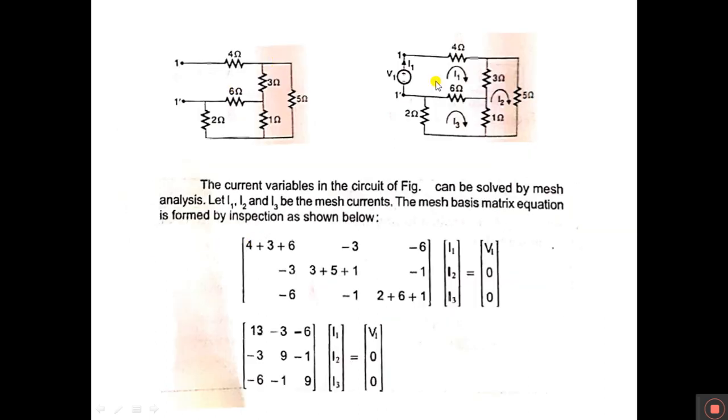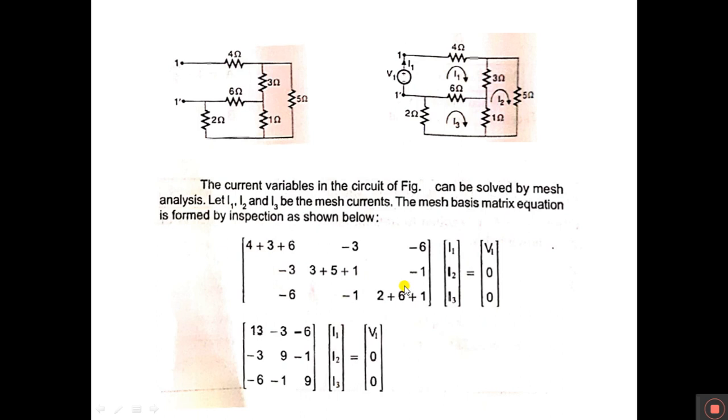Write loop equation for this circuit and apply voltage source at the input terminal. If you apply V1 here, current flowing through this is I1, and take the loop current I1 for first loop, second loop I2, third loop I3. Write the loop equation now. For the first loop, the total resistance is 4 plus 3 plus 6. For second loop, 3 plus 5 plus 1. For third loop, 6 plus 2 plus 1. And currents are I1, I2, I3. And in the first loop only we have voltage. So V1, remaining are 0, 0.